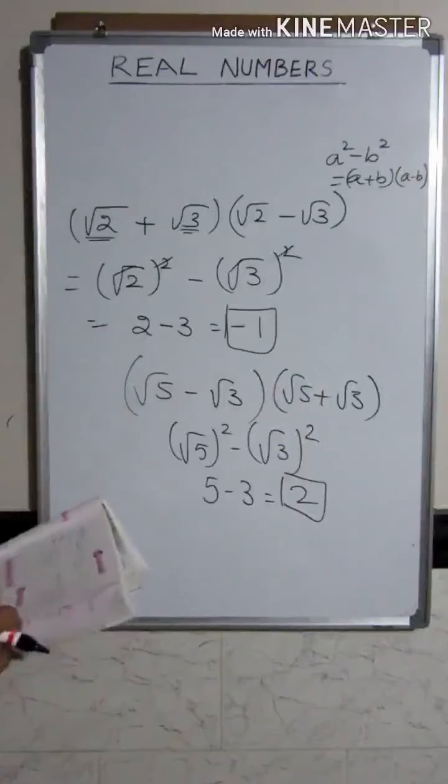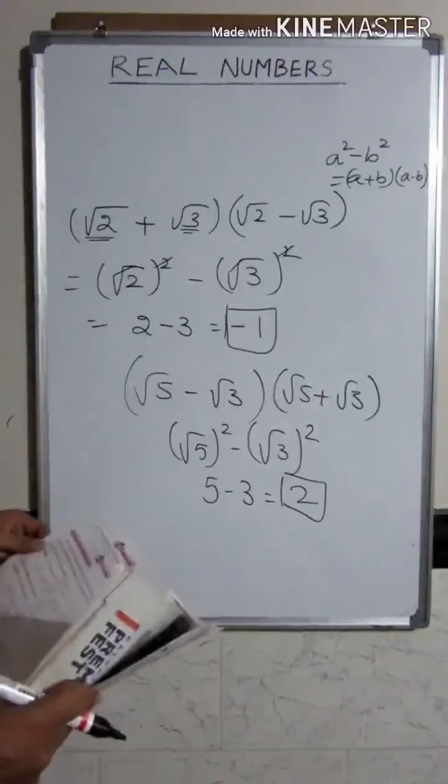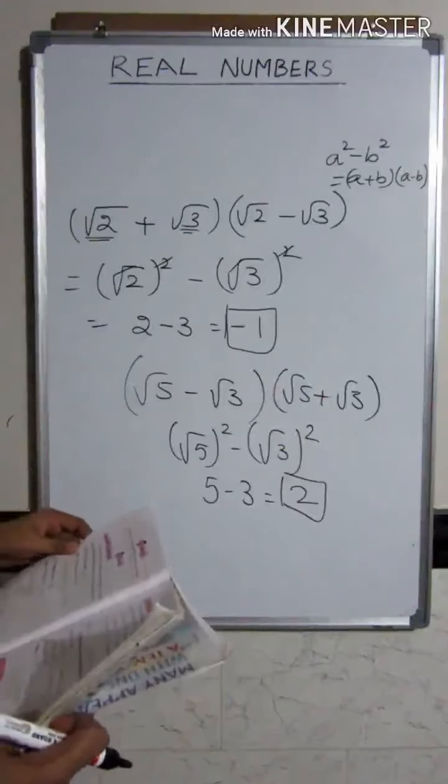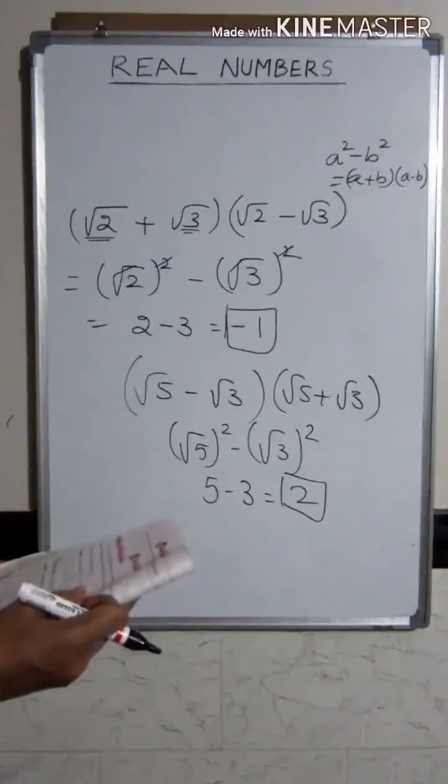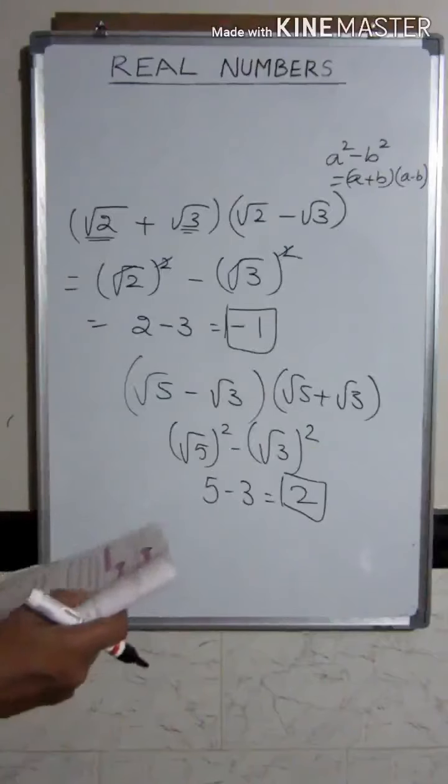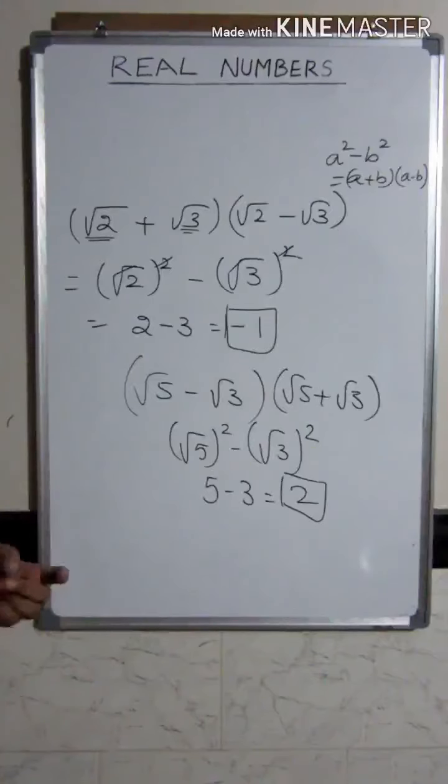Now next, how to do the multiplication. Coming to the exercise, there are two types of questions given. The first one is to multiply and the second one is to rationalize the denominator, where the denominators are given in the form of a binomial quadratic surd.